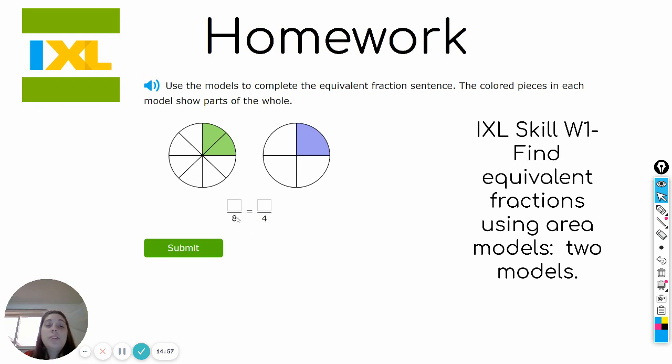And for this one, it looks like they give you the denominator, but there may be somewhere you need to fill that denominator in. Remember, the denominator is how many pieces the shape is broken into all together. Go ahead and get started.